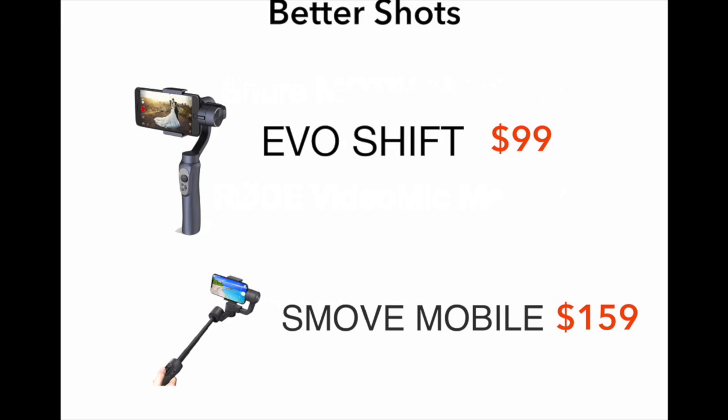All right, better shots. This is really, really important. You're going to see this in just a second, but nothing will make you look more like a pro than if you get a gimbal. The Evo Shift is the one that I started with, and I haven't bought the Smooth Mobile yet because the Evo Shift works fine. But if I didn't own one, I would definitely buy the Smooth Mobile because it comes with a built-in tripod and an extension arm. They're really amazing.